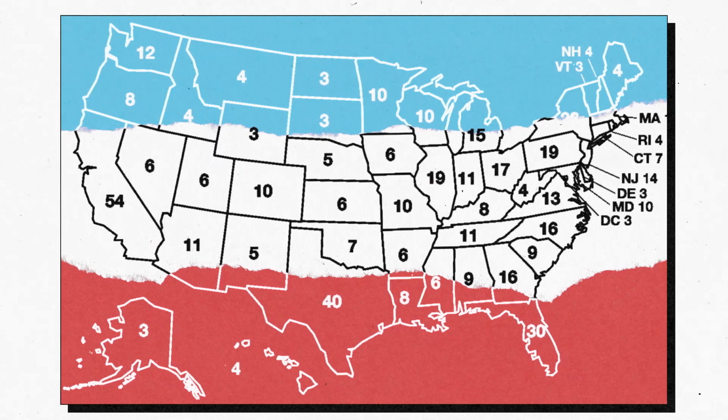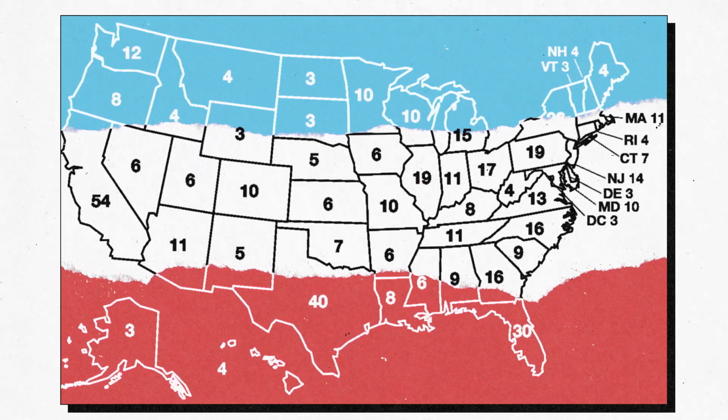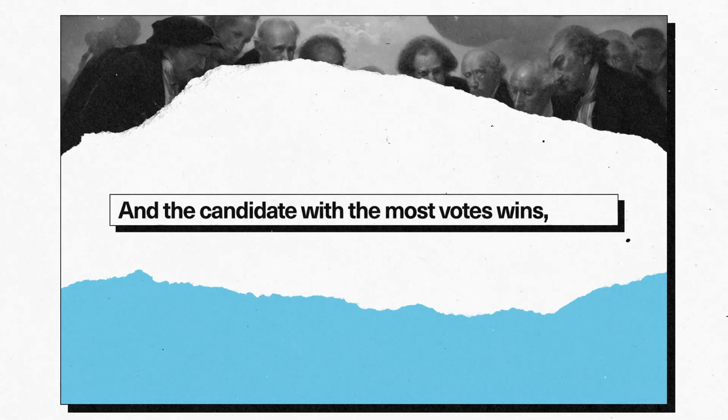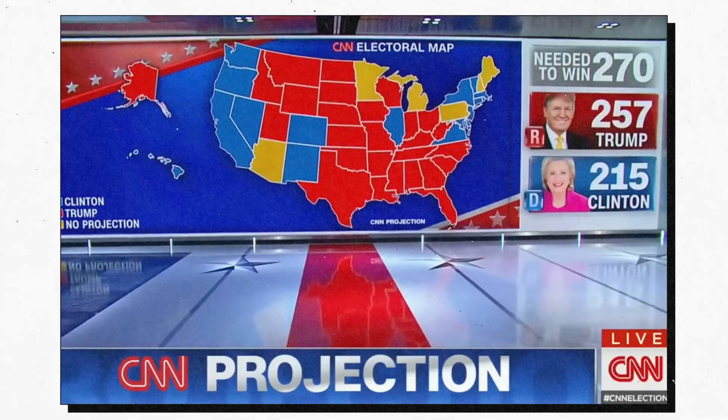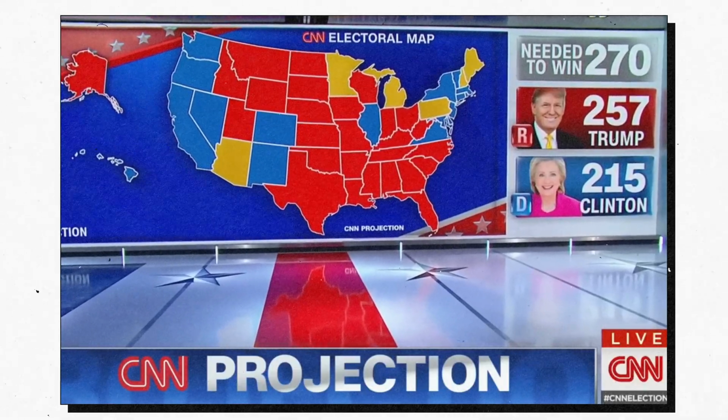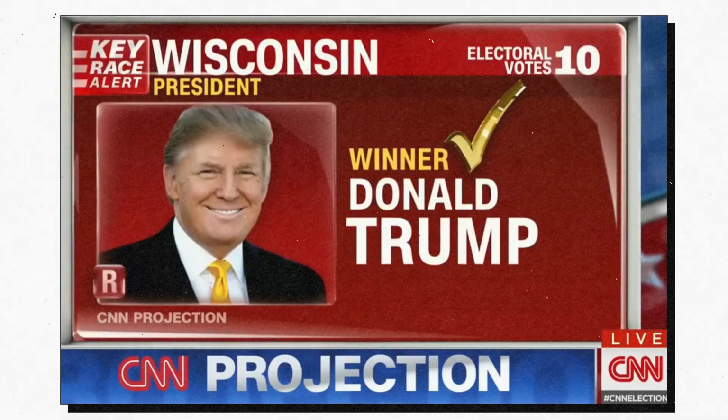The US presidential elections might seem straightforward. People vote and the candidate with the most votes wins, right? Not exactly. Despite what you might think, winning the national popular vote doesn't guarantee victory. It's possible to lose the popular vote but still become president. How? Well, it all comes down to the Electoral College.